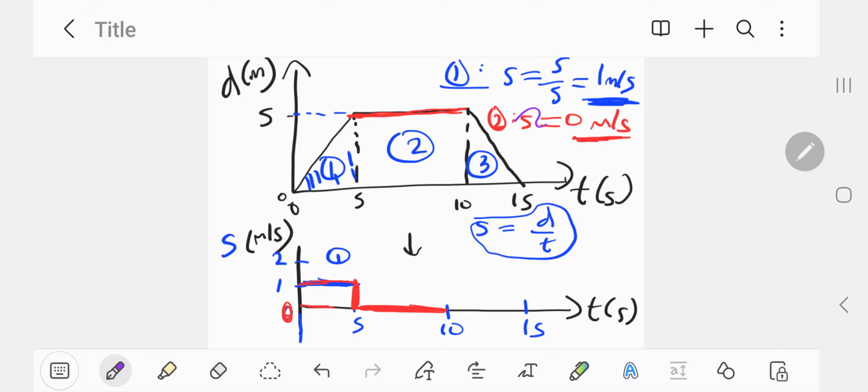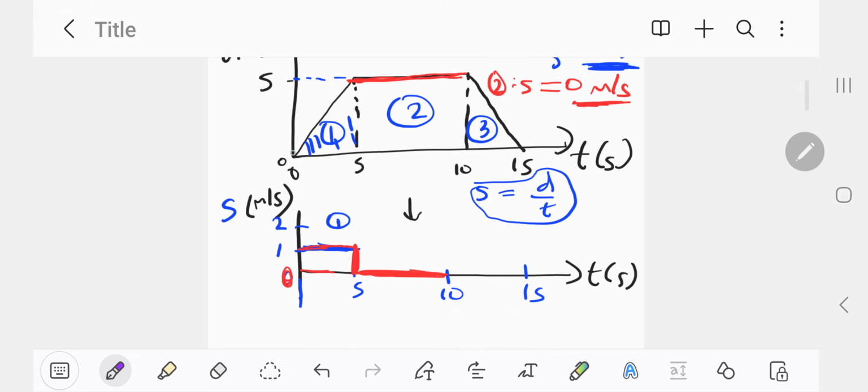Between 10 and 15 seconds, your speed goes back up again, but in the opposite direction. Okay, this means you're moving in one direction, then you're moving in the opposite direction. So it's like I'm standing here. I move this way, I stop here, then I move back in the opposite direction.